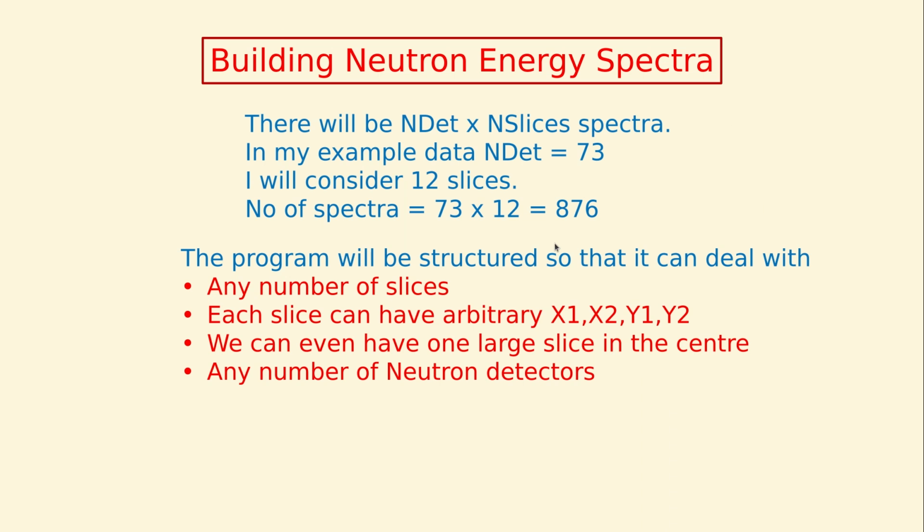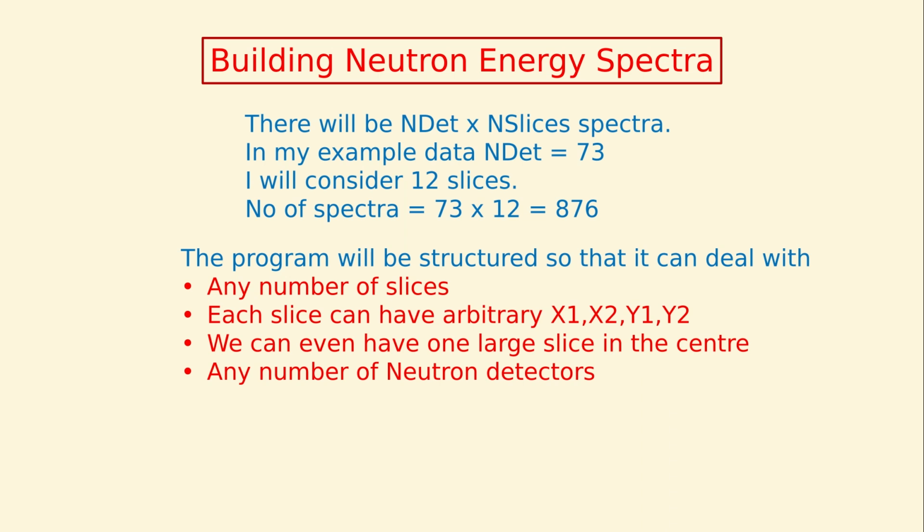I am going to write the program in a structured way so that the program will be short. It will be a very small number of lines, and yet the program can deal with any number of slices. So you don't have to have 12 slices. If you would like to run with 6 slices or more than 12 slices, or with even just one slice, like how people consider only one big slice in the middle of the detector, the program can deal with all these situations.